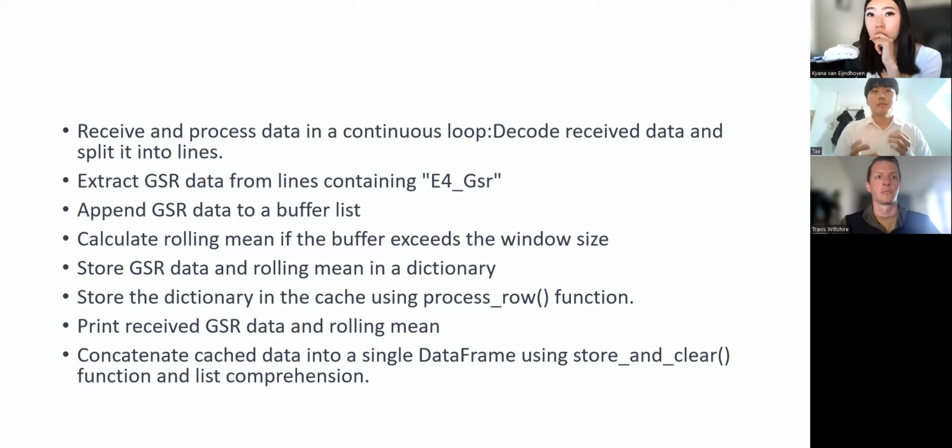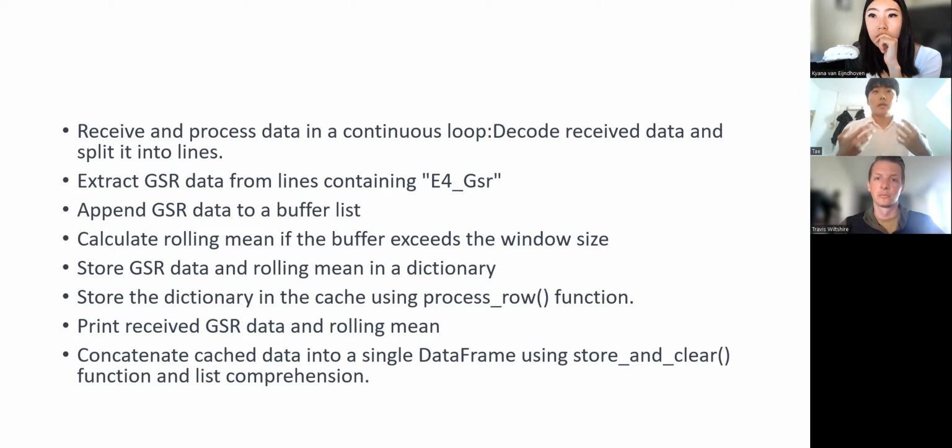So it receives and processes data in a loop. It decodes the received data and then splits it into lines, as part of the pre-processing. And it appends the GSR data into a simple list. Then it checks when the list exceeds the window size, because the frequency of the GSR measured by the Empatica device is 4 Hertz. That's 4 data points per second. I multiply it by 30, so that's 120. So the window size is 120.